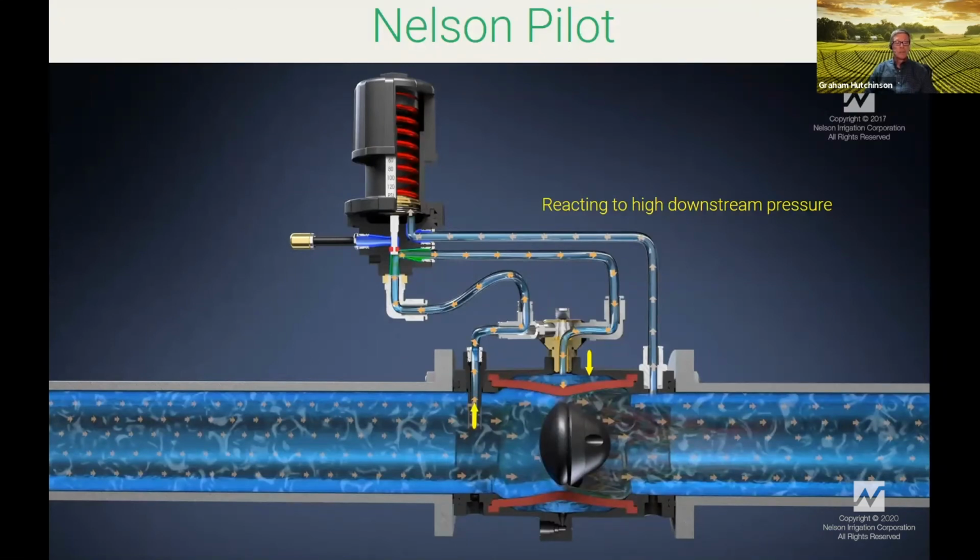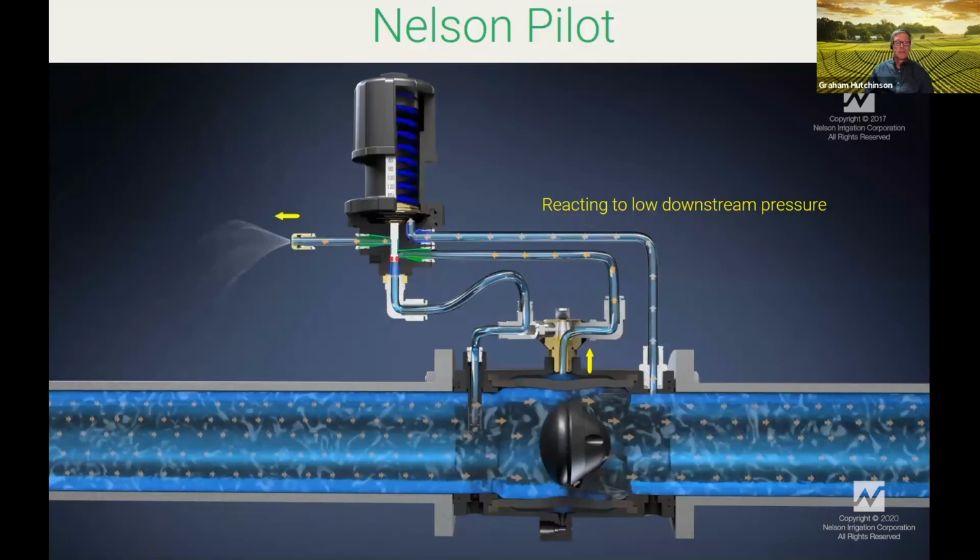To highlight the importance of what pilots do, here is the schematic, and the pilot is controlling the downstream pressure. In this case, the downstream pressure is a little high, so the valve is taking water from the upstream port and putting it on the sleeve to create a little bit more friction loss so that the downstream pressure comes back to normal.